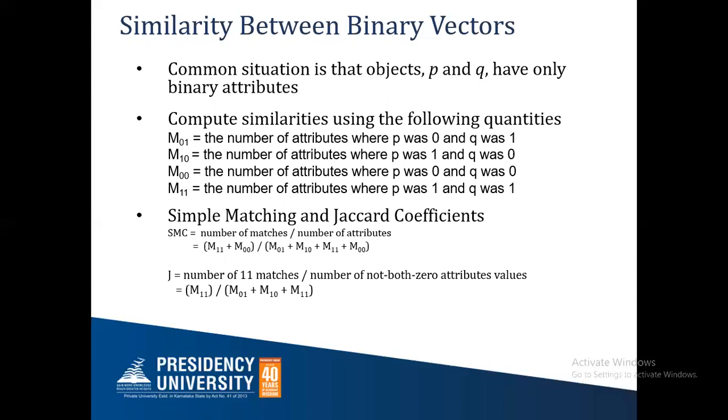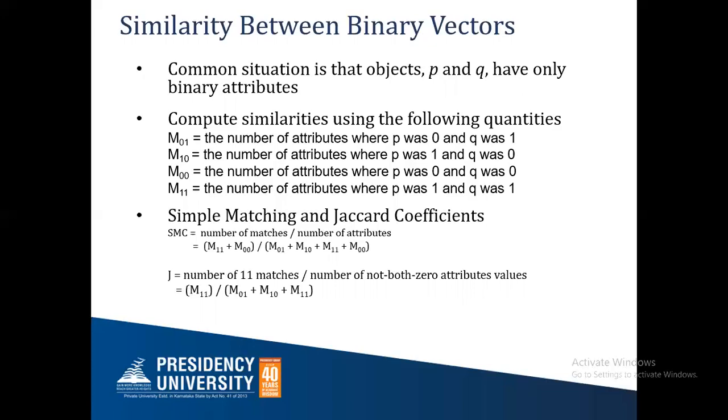Now how do we calculate this? The similarity can be calculated between the vectors also. Say we have binary vectors. So the concept we have here is, how do we calculate the similarity between binary vectors? Binary in the sense there are only zeros and ones. We can calculate the similarity by using the similarity coefficient.